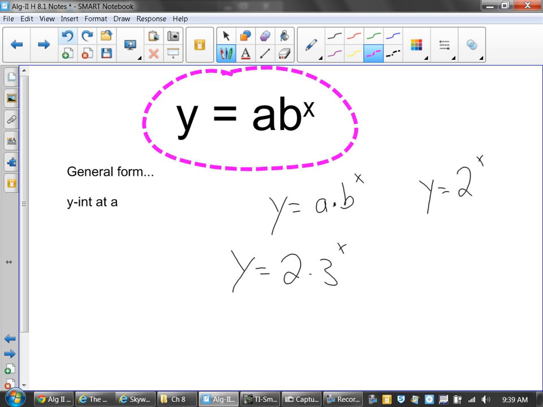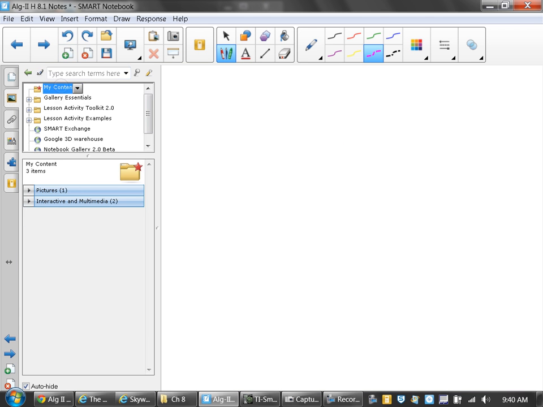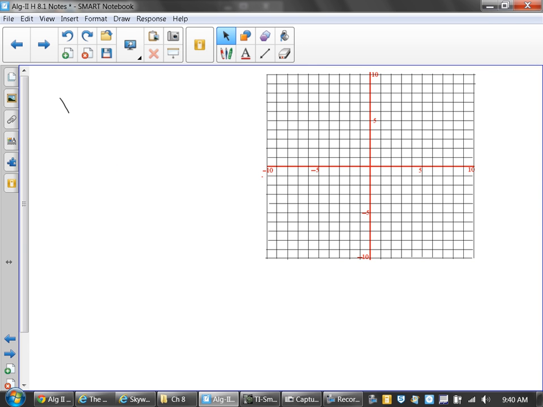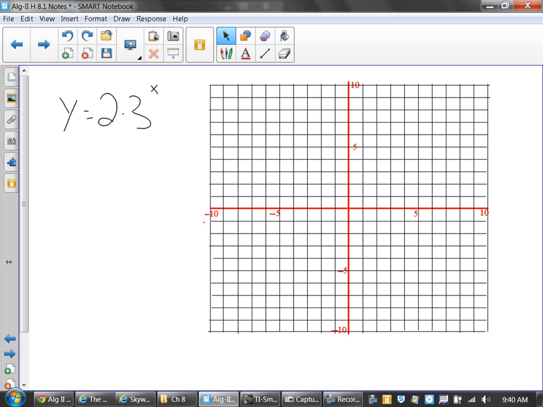Does that make sense? So if I wanted to graph y equals 2 times 3 to the x, I already know one thing for certain: I know where my y-intercept will be. Where will it be? At 2. So let me show you how this is going to work. What was it? Y equals 2 times 3 to the x. Okay. So to get a rough idea of what this is going to look like, I know my y-intercept occurs at my value of a. My y-intercept will be at 2.